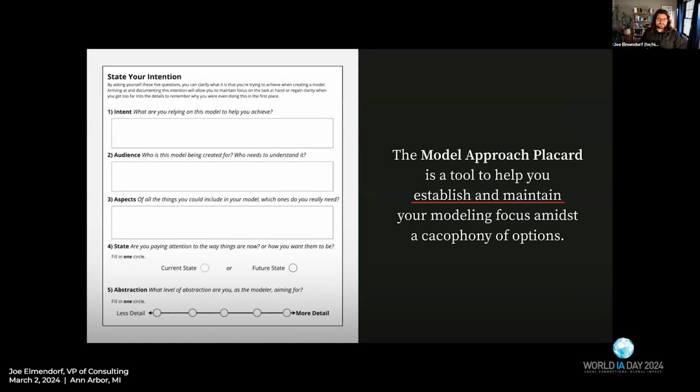And so on the left here is what's called the model approach placard, and it's just a very simple tool to help you establish and maintain your modeling focus amidst a cacophony of what are very likely good options.